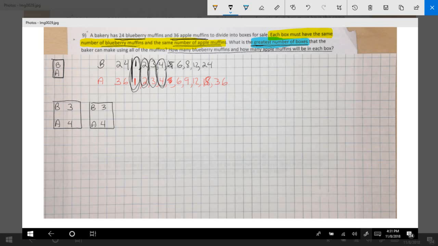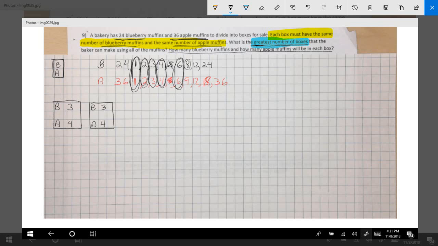I could do 4 boxes, right? 24 blueberry muffins divided by 4 would be 6 muffins in each box, and then 36 apple muffins divided into 4 boxes would be 9. But still I have more options because over here I have 6 in common, so I could spread them out into 6 boxes. Okay, great. How about 8? Could I do 8? No, I can't.